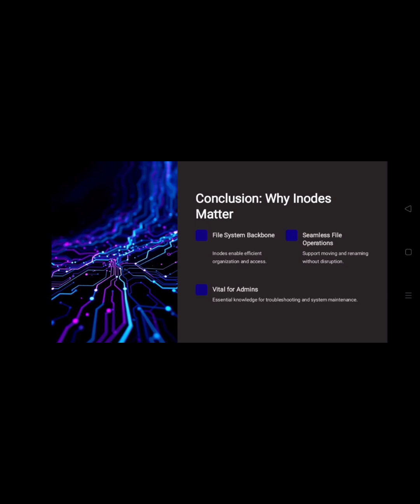Conclusion. Why do inodes matter? They are the file system backbone. Inodes enable efficient organization and access, seamless file operations, and support moving and renaming without disruption. They are vital for admins and essential knowledge for troubleshooting and system maintenance. When a file is deleted, its inode is freed.